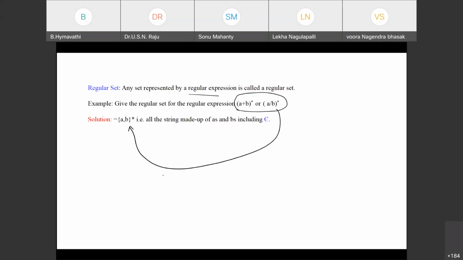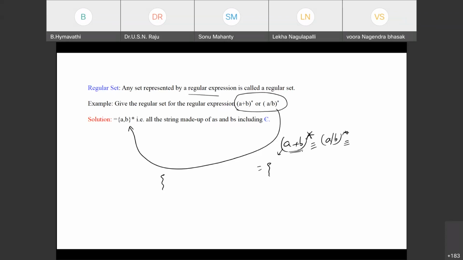So if I ask you to write the regular set for this one, (a+b)* is the regular expression, then the set of all possible strings that can be made by using this expression is known as the regular set. There is no other definition for it. So what are all the possible strings that can be made using (a+b)*? That means a plus b means a or b, whole star. These two are exactly the same.